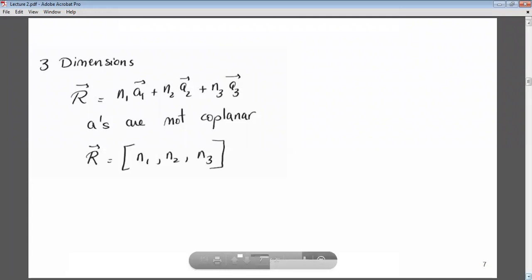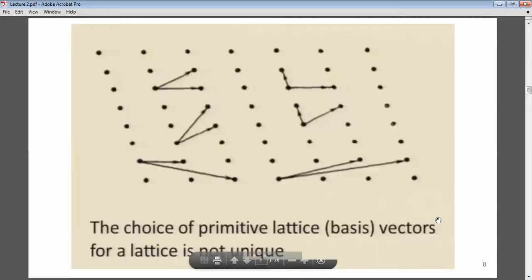One thing we need to be aware of is that the choice of primitive lattice vectors is not unique. For example, for this lattice over here, we can choose these 2 to be the primitive lattice vectors, these 2, these two, or these 2.